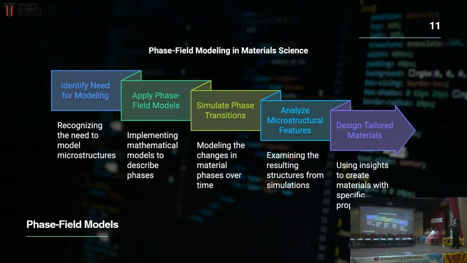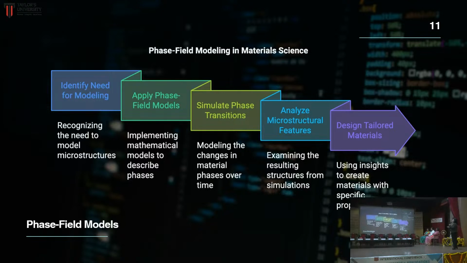Now, the phase field modeling in material science. What is the phase field modeling? What phases need to be followed for testing any kind of material? The first one is we need to identify the need for modeling. Why do we need mathematical modeling? Why do we need to develop any kind of models? So you have to recognize the need for modeling of the microstructures. Then apply the phase field models. Then you need to apply the appropriate models, that is implementing mathematical models to describe different types of phases.